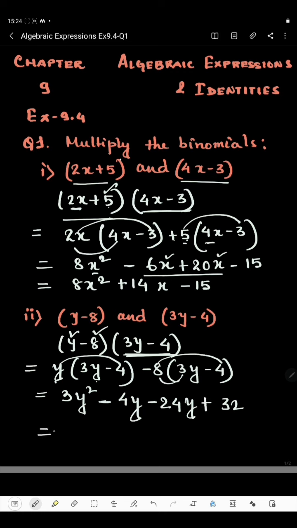Now we'll check for like terms here. 3y square will remain the same as there is no like term present. Now we can calculate this too, because these two are like terms.